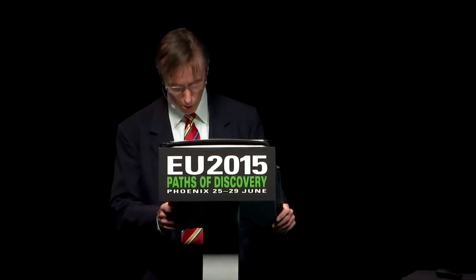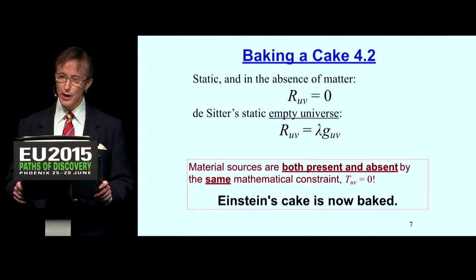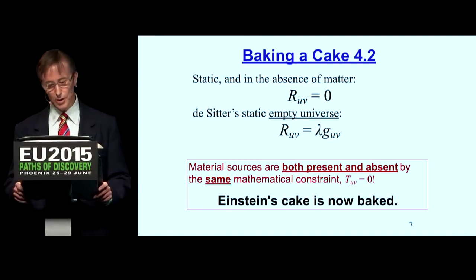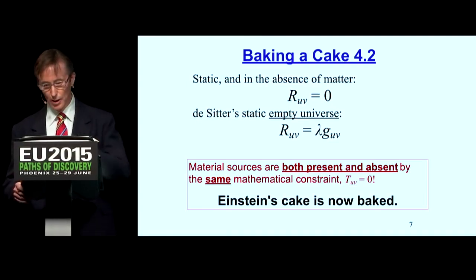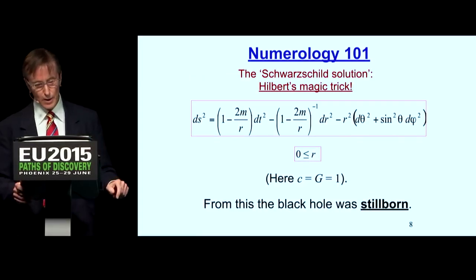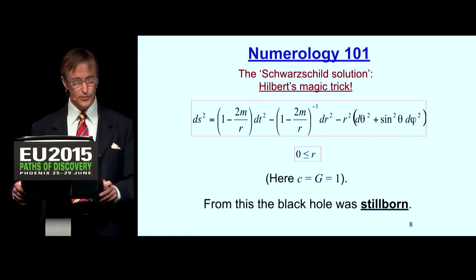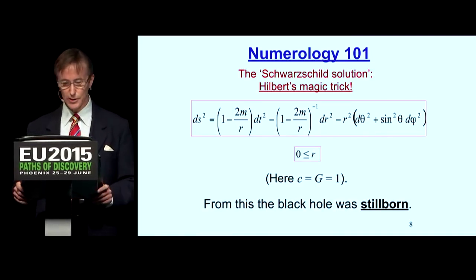So according to Einstein and his followers, matter is both present and absent by the very same mathematical constraint. Do you think that's possible? I don't. It's not possible. So the Ricci tensor equals 0, that universe, if it's a universe, it's as empty as de Sitter's universe for the very same reason. There are no material sources present. It's a contradiction. So that really bakes Einstein's cake completely. I'll have more to say on this later, because that means that setting the Ricci tensor to 0 is physically meaningless. It has nothing to do with physics.